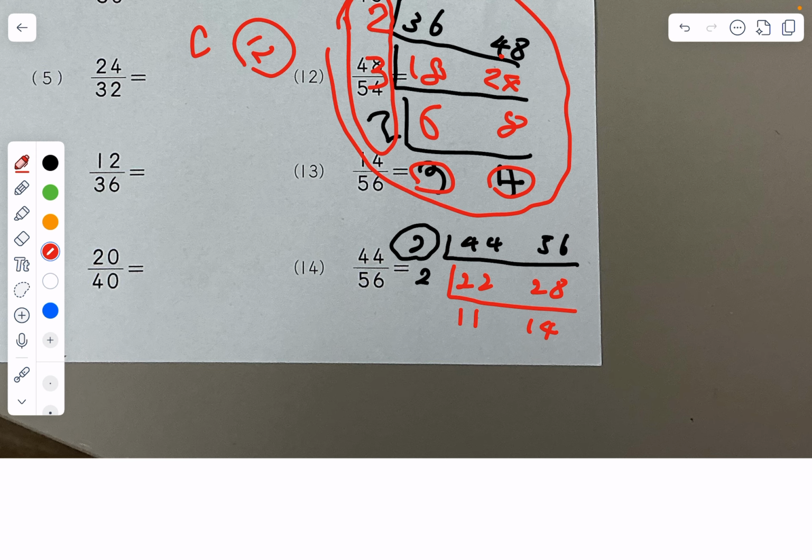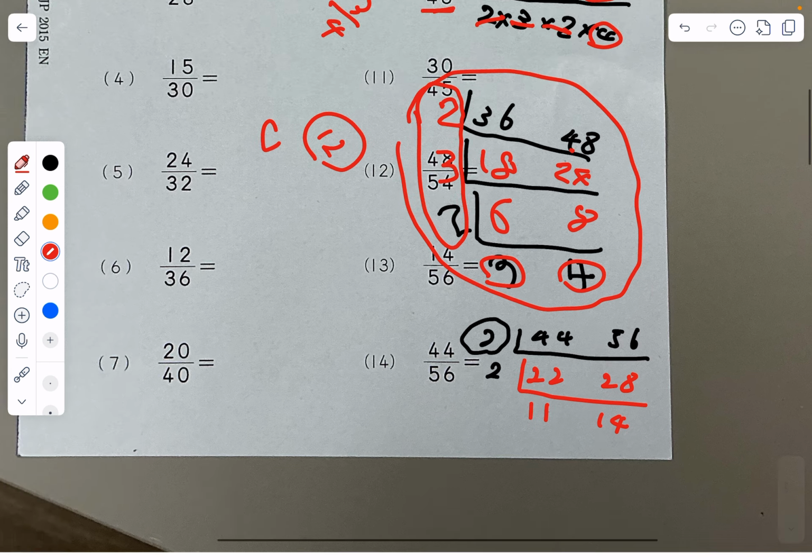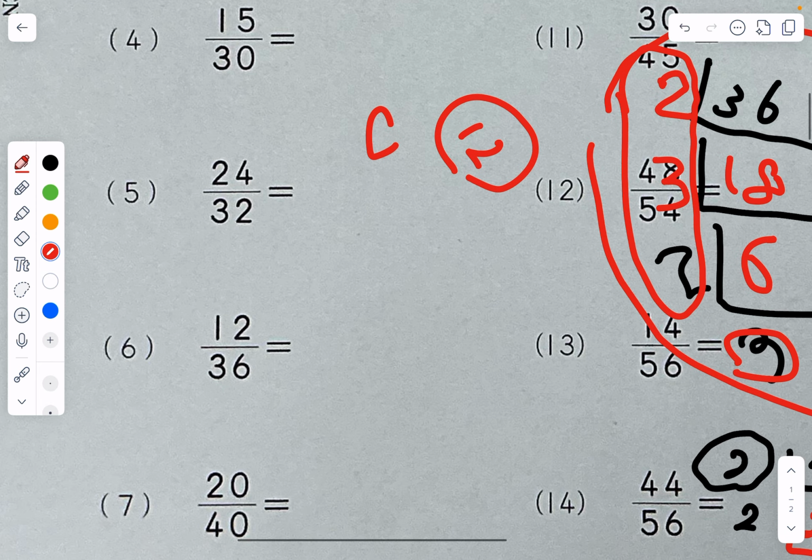All right. The last question I wanted you to try is question number 5. 24 and 32. I'm not going to give you any hint. I'm going to pause the video right here, and I'm going to get you to try it yourself, okay? I want the same method for this one, 24 over 32, okay?